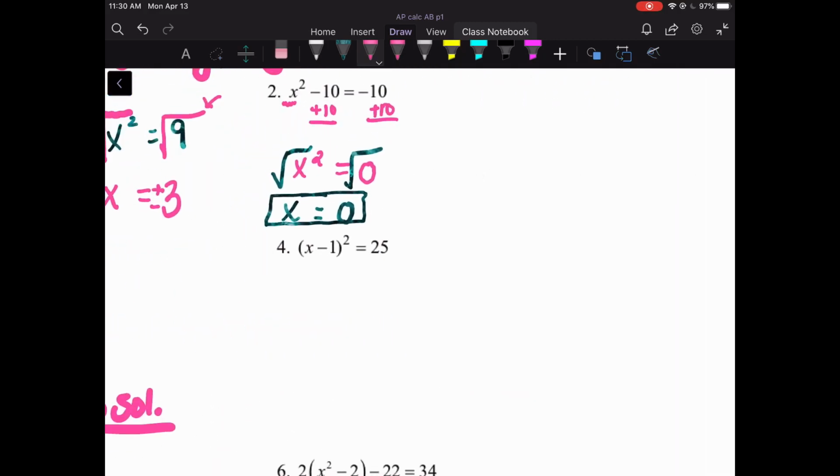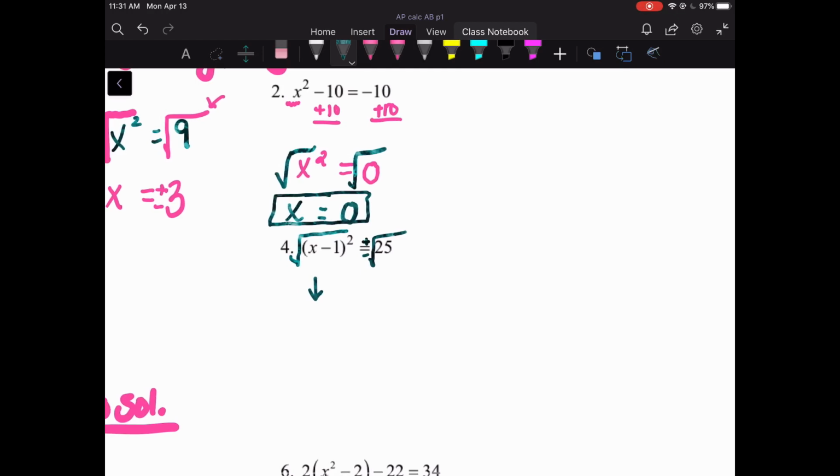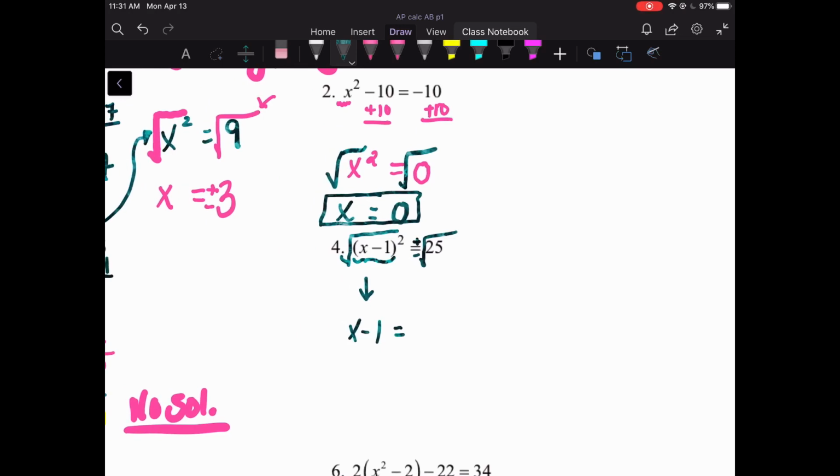Number 4, this whole piece is the squared term. I don't need to get rid of the 1 inside. It's everything in parentheses. Is that alone? Yep, it's already alone. So now your next step is just square rooting both sides, and it's plus or minus. The square root of x minus 1 squared is again just that piece inside. So x minus 1 equals, 25 is a perfect square because 5 times 5 is 25. So plus or minus 5.